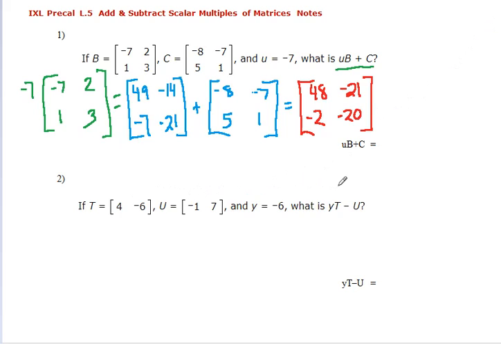Now the next one, we've got our two matrices here, and we know that y equals -6. So they want to know, what is y times matrix T, subtracting matrix U? All right, so we've got y, which is -6, times matrix T, which is 4 and a -6.